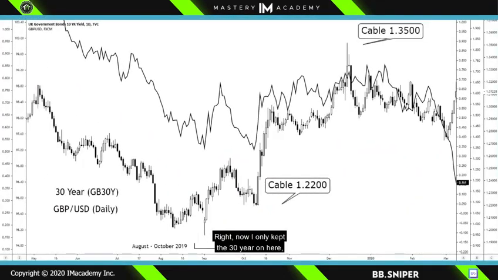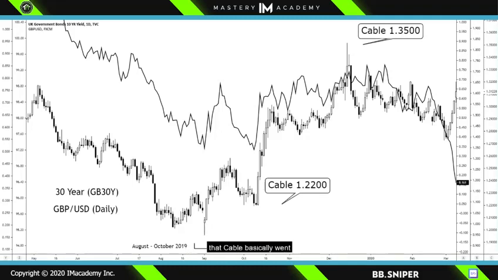Now, I only kept the 30-year on here just to give you an idea of how closely they move together. So even though the divergence was between the 5 and the 10-year, just remember that the divergence is down there. But now we're looking at GBP USD on a candlestick basis, because we don't always look at the line chart the entire time. So just the 30-year and just GBP USD on the daily.